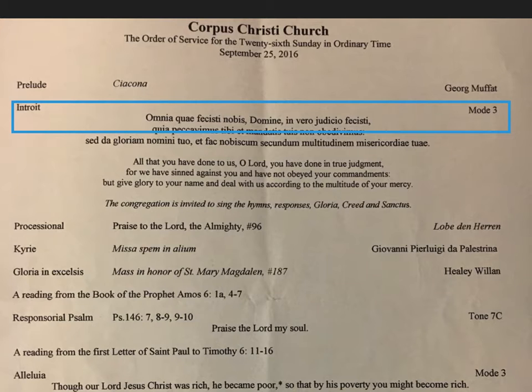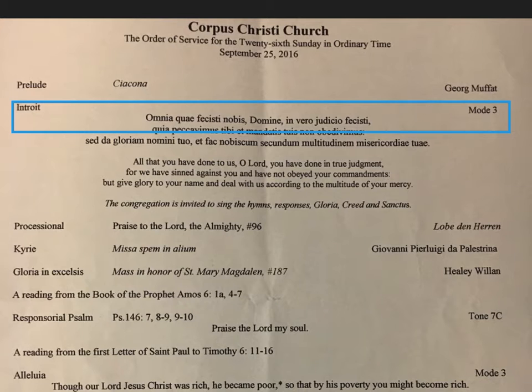Now, going back to the introit, you'll see there's no title for this. So where do we find the title? Well, the title actually comes from the first words of the introit. So the title of this chant would be referred to as Omnia Quae Fecisti Nobis. More on that just a little bit later.